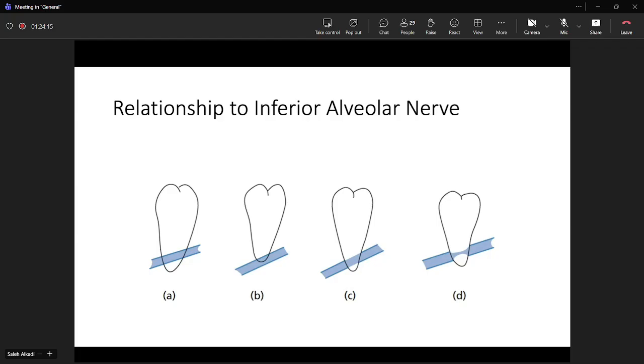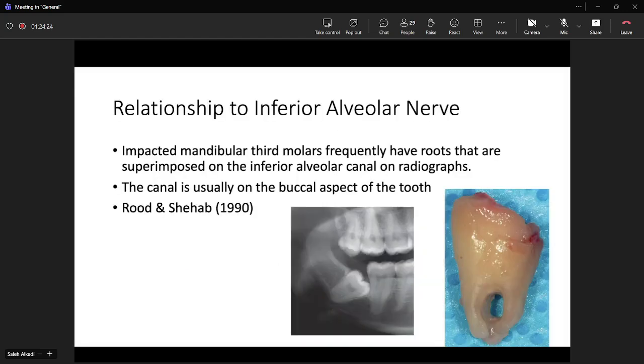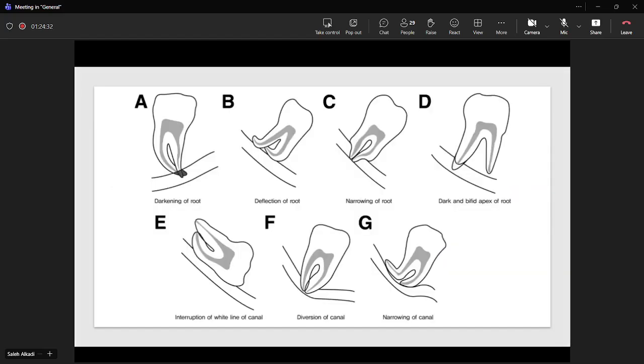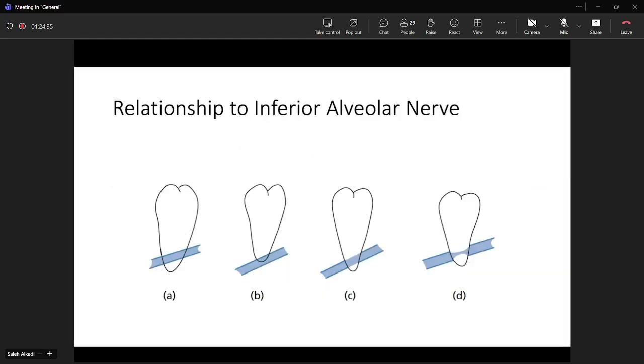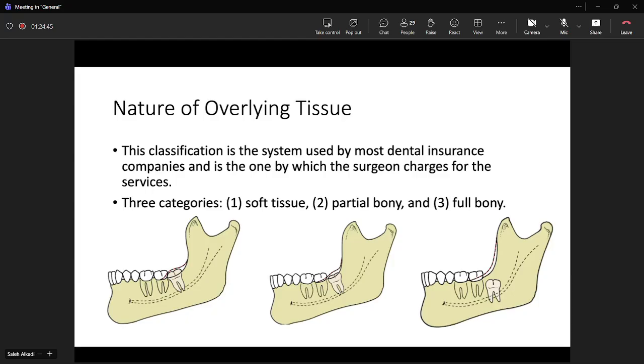In case of D, where you have discontinuation of both tram lines and narrowing of the canal, this may indicate perforation of the roots. So the ID canal, as you can see here in this example, is perforating the roots, and you need to consider alternative options rather than extracting this tooth. We're going to talk about these options in our next lecture. So this is the relationship of the inferior alveolar nerve with the roots. Of course, in order to determine this relationship accurately, you need to have CBCT.